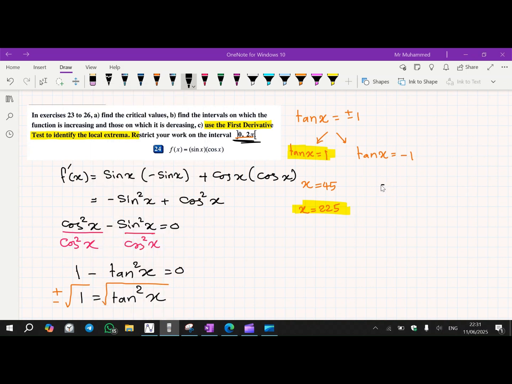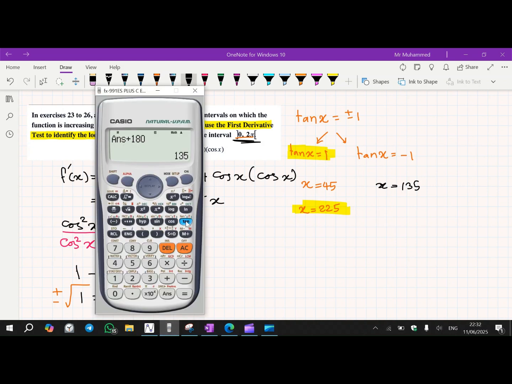135. Let's check 135. Let's try to not miss. x equal to 135. Now let's test this out. I'm going to write 135 in place of this x, and I'm expecting the answer to be negative 1. If not, reject. Tan 135. Result, negative 1.